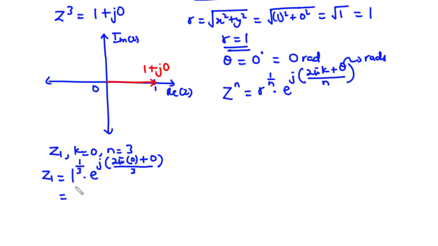So this becomes 1 exponent 1 over 3 is the same as 1 times e exponent j. Now everything on top becomes 0, so 0 divided by 3 is still 0. So we can further simplify this as 1 times 1, which is 1. So we have z1 equals 1. Now for z2, we have k equals 1 and then we have n equals 3.